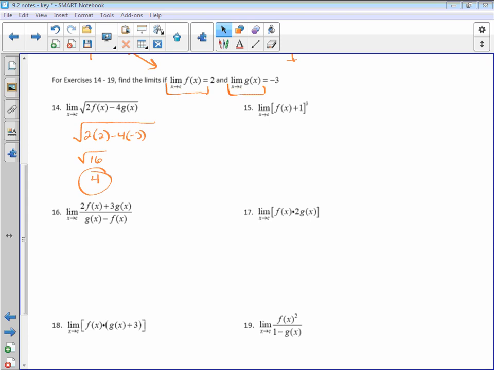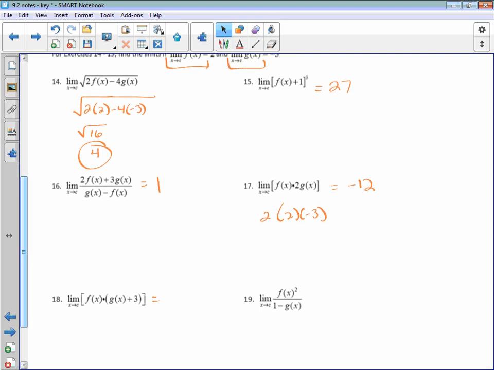All right, guys, what'd you get for 15? 27, okay. What'd you get for 16? 1, 17? 8, yes? No? Negative 12? Let's look. So f of x is 2 times 2 times negative 3. Yes, that is negative 12. What happened there for you? All right, what about 18? 0 and 19? 1, yes. Okay, any questions on those?